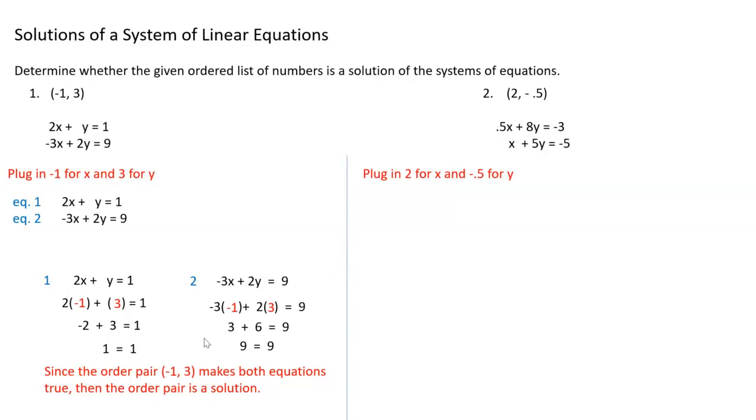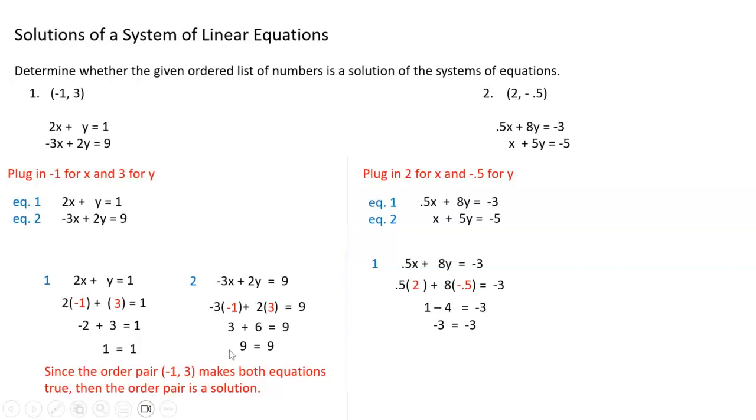We have x is 2 and y is negative 0.5. So again, there are two equations. Let's call them equation 1 and equation 2. We start by plugging in 2 and negative 0.5 into equation number 1. So x is 2 and y is negative 0.5. This gives us 1 minus 4. 1 minus 4 is equal to negative 3. So negative 3 equals negative 3. So it works for equation number 1.